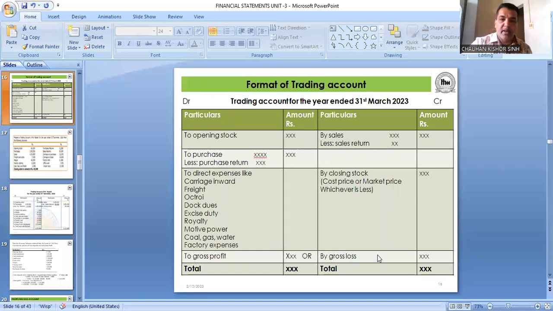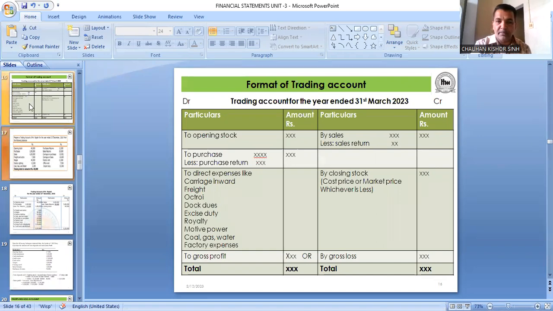क्रेडिट साइड पे डिफरेंस तब आएगा जब आपका डेबिट साइड का टोटल ज्यादा होगा, तो डिफरेंस क्रेडिट साइड पर आएगा जो ग्रॉस लॉस है. अब ये जो भी ग्रॉस लॉस और ग्रॉस प्रॉफिट आपको मिला है, उसको आप ट्रांसफर कर दोगे प्रॉफिट एंड लॉस अकाउंट में. So in the last class we have taken a few exercises on the trading account.